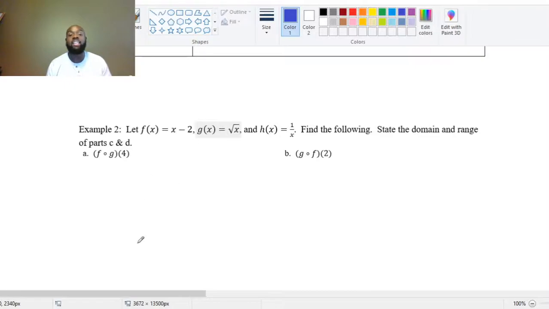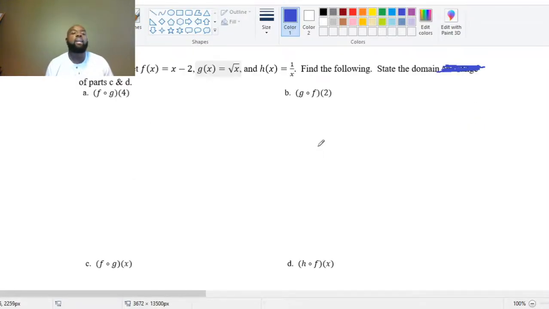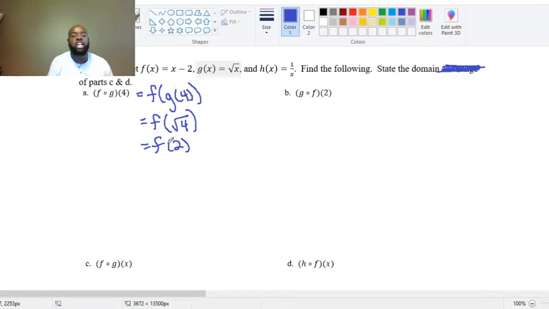composition of functions. Let's look at an example where we do some with numbers and then some with other things. By the way, we're not going to find the range. We're just going to find the domain. All right. So we have F composed with G evaluated at 4, right? This notation means do F of G of 4. That means go to our function G, plug in 4, right? So that's saying do F of the square root of 4. Well, the square root of 4 is 2. And now that I have that simplified, I'm going to go to 2 and plug it into my function f. That's 2 minus 2, which equals 0.